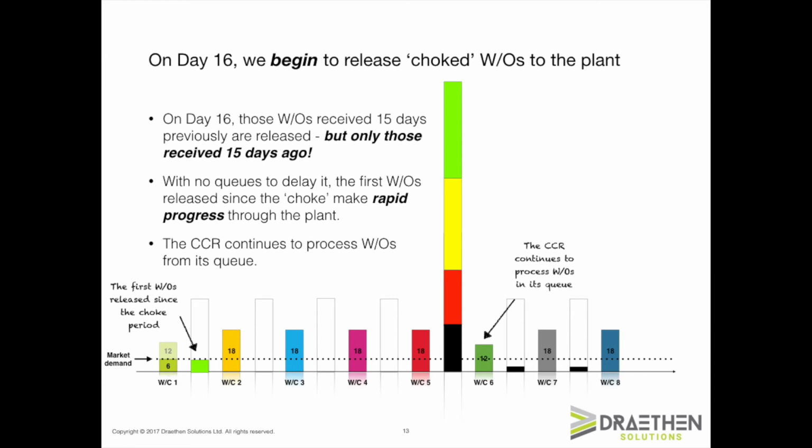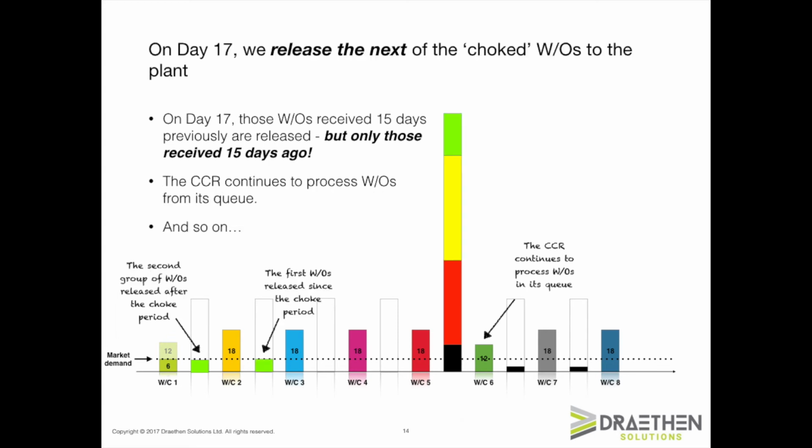Resources downstream of the CCR continue to rapidly process work orders coming from the CCR, and slowly but surely the number of black orders in the plant is declining. And if the number of black orders is declining, we are very close to seeing our due date performance rapidly improve. Day 17 sees the release of work orders for customer orders that were accepted on day 2.